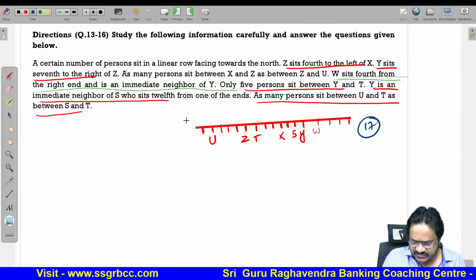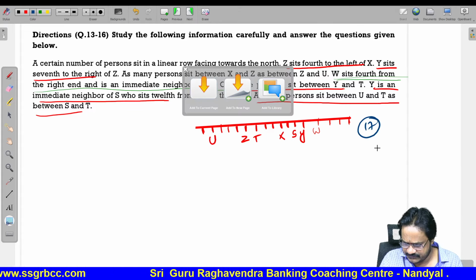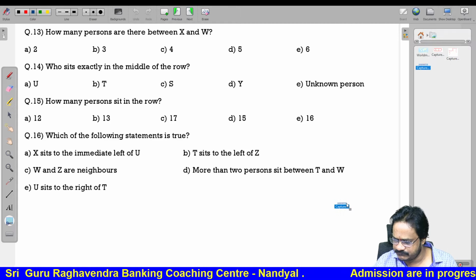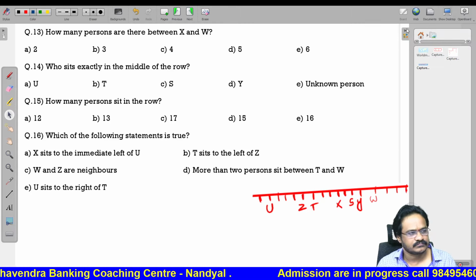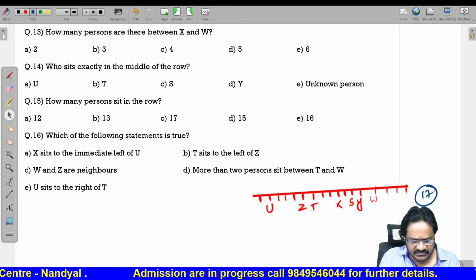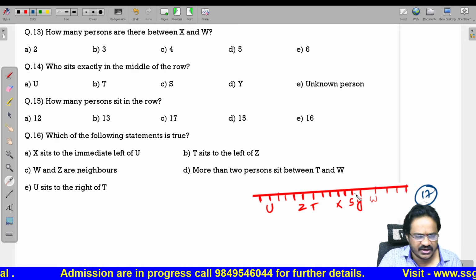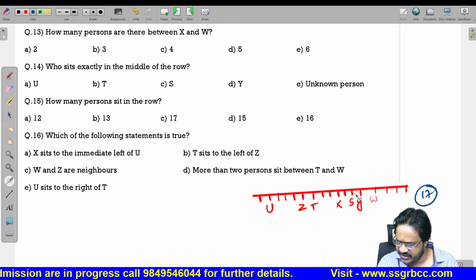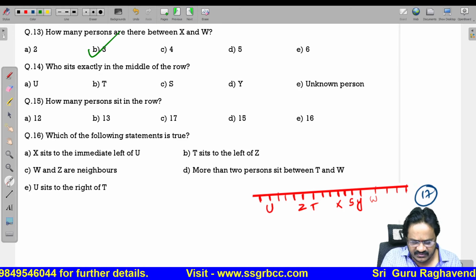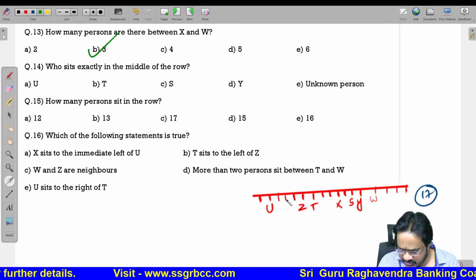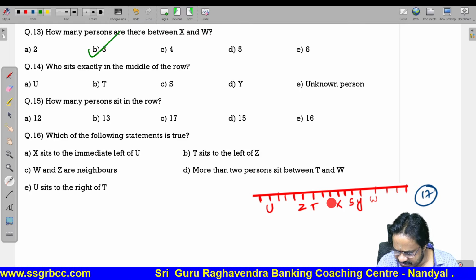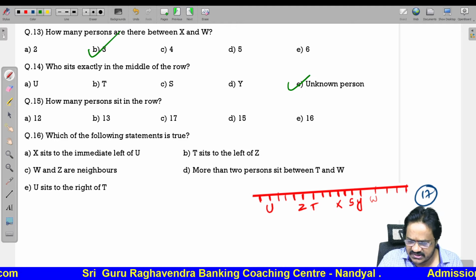Now, based on this we should answer the given question. Let us see the first question. How many persons are there between x and w? Between x and w there are 3 persons. Who is exactly in the middle? Exactly in the middle means 1, 2, 3, 4, 5, 6, 7, 8. So, this person where we don't have anyone. So, answer is unknown person.